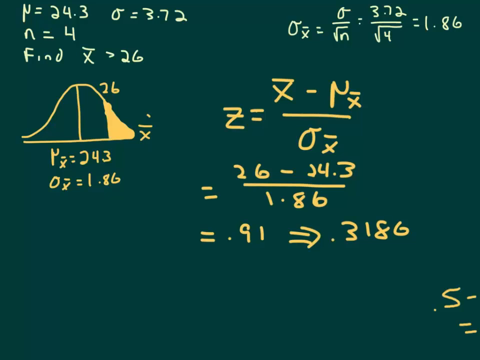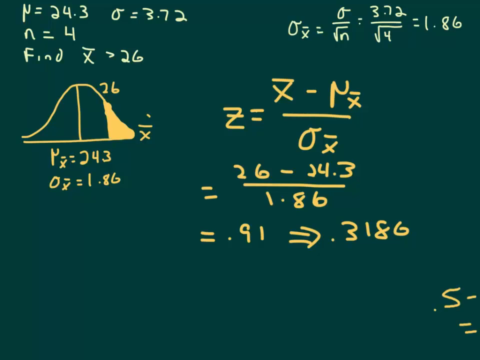So from there, follow the same procedure. Now, instead of being x, it's x bar minus the mean of the x bars, mu x bar, divided by the standard error of the x bars. 26 minus 24.3. That's giving us this area. We find that that has a z of 0.91, which just means that this point, 26, is not quite one standard deviation above the mean. It's 0.91 standard deviations above the mean.